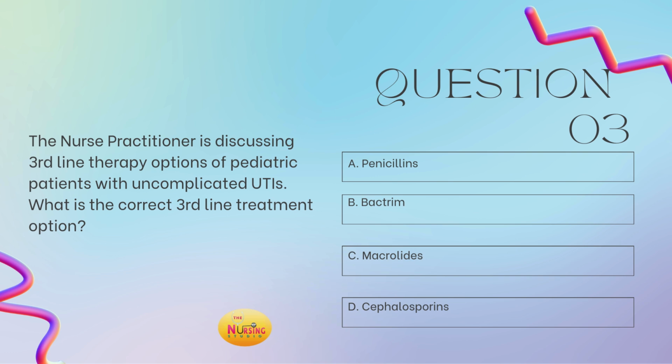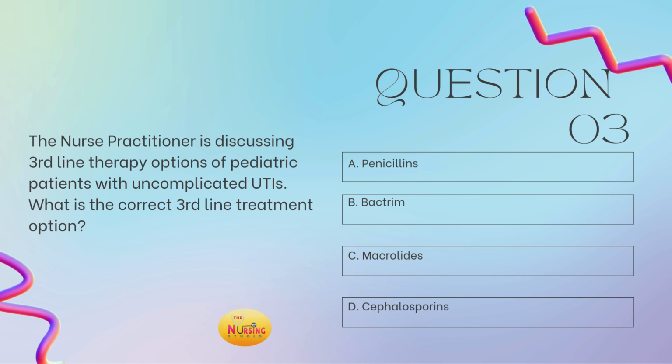All right. In question number 3, the nurse practitioner is discussing third line therapy options of pediatric patients with uncomplicated UTIs. What is the correct third line treatment option? Is it A, penicillins, B, Bactrim, C, macrolides, or D, cephalosporins? Take a moment and tell me what you got.